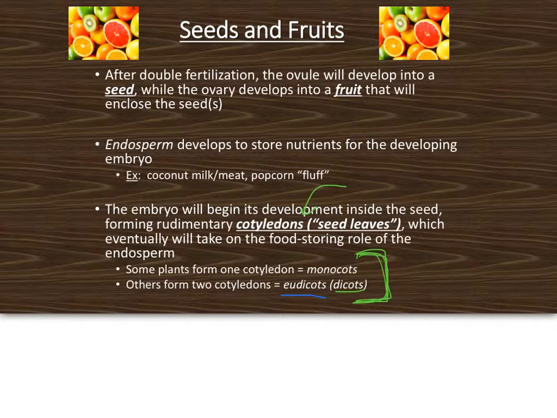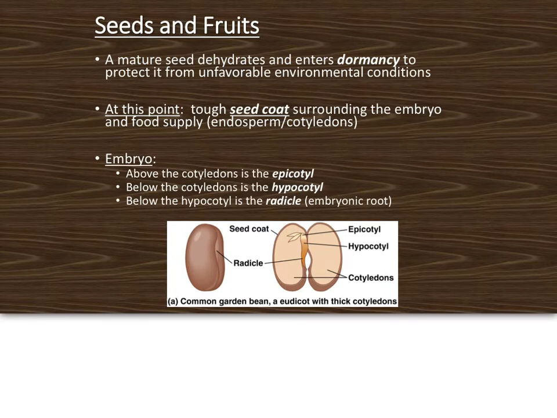So if you remember, this prefix eu means true, right? Like eukaryote meant true nucleus. So a eudicot would mean these are the true two cotyledon seeds that are out there. I still like monocot versus dicot because it's just easier to remember one and two that way.